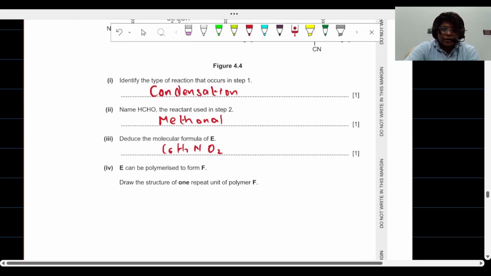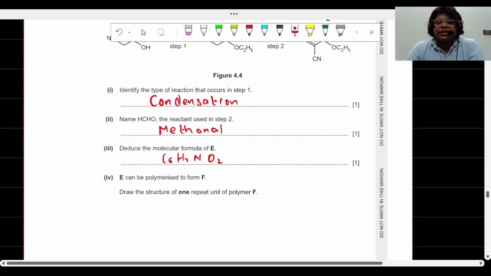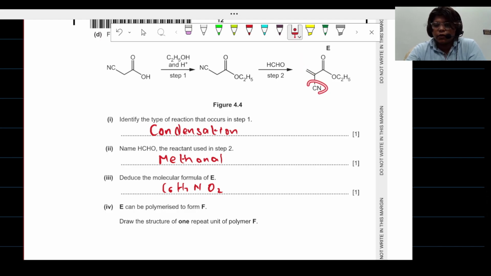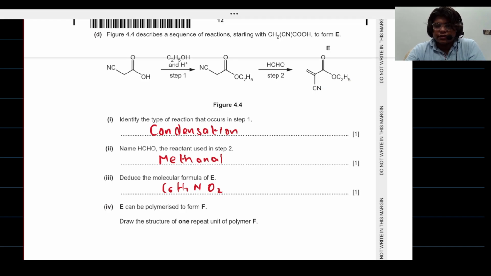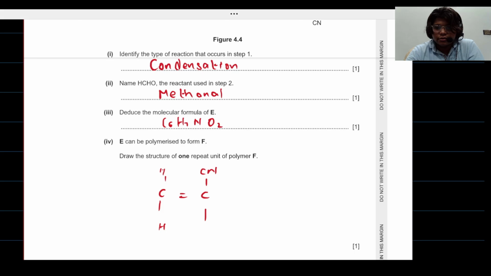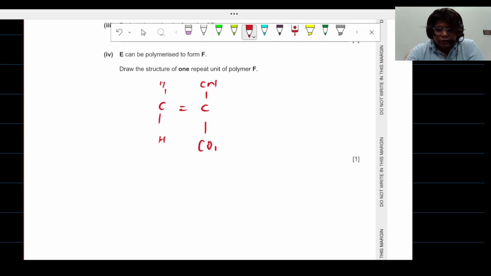Then it says E can be polymerized to form F. Draw the structure of one repeat unit of polymer F. So we have only learned addition polymerization, and it happens between a carbon to carbon double bond, right? So over here one carbon has only HH, and the other carbon has, on one side CN, and on the other side CO2 and C2H5. So let me just make it. This would be C with 2 H's, and the other C with 1 CN, the nitrile group, and the other group would be CO2C2H5. This is the compound in the displayed formula.